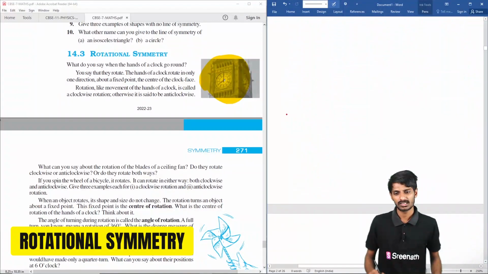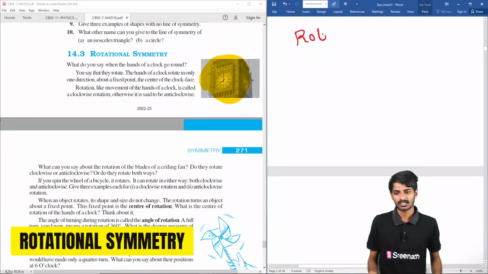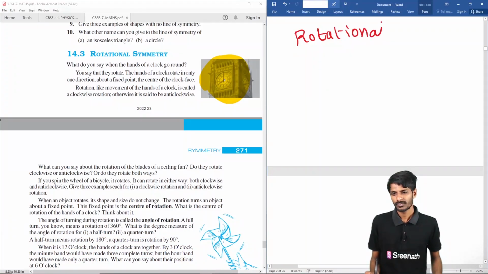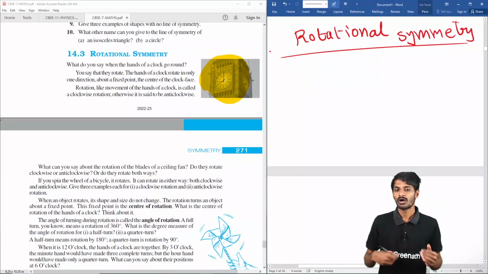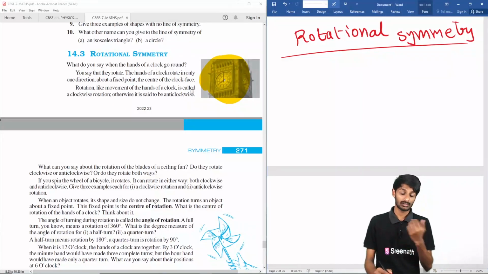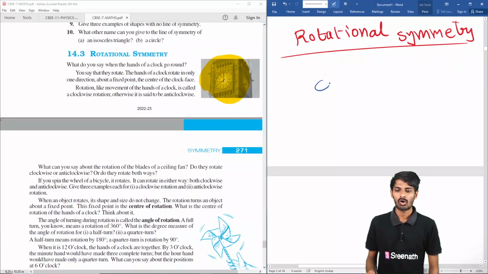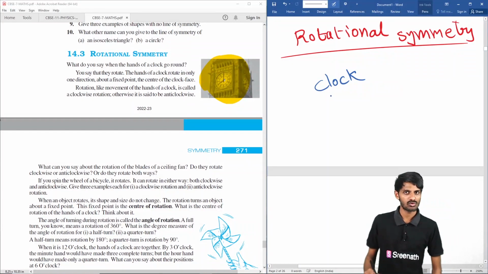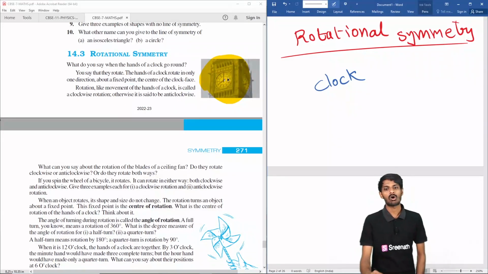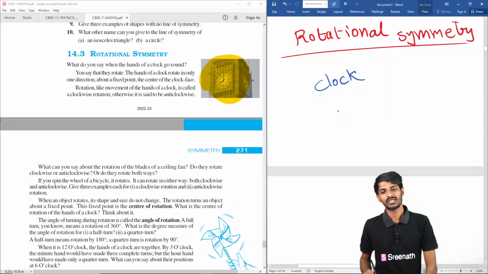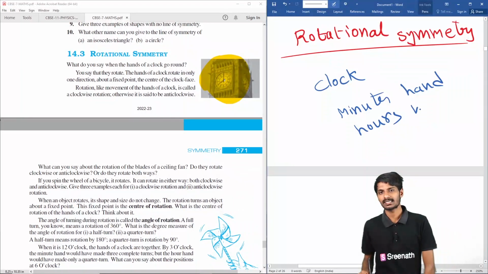Rotational symmetry. So this is another concept called rotational symmetry. Okay, students, before we start this topic, have you seen the clock? How it rotates? Of course, you see it daily. So in this clock, what happens? There is a minutes hand and there is an hours hand. Of course, there is also a seconds hand.